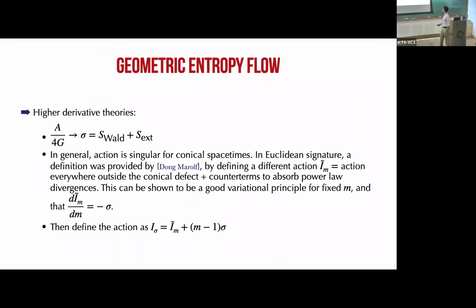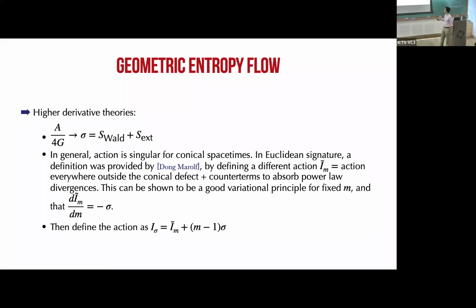Okay, so I had some comments on higher derivative theories, which I'll just briefly mention. The story is often that, in the Euclidean context, what's known is that the area over 4G gets promoted to what's called sigma, the geometric entropy, which includes the Wald entropy and some higher extrinsic curvature corrections when we compute the entropy in higher derivative theories.